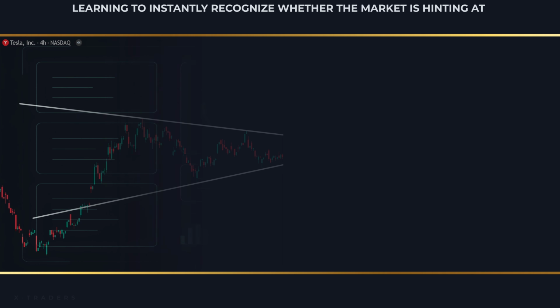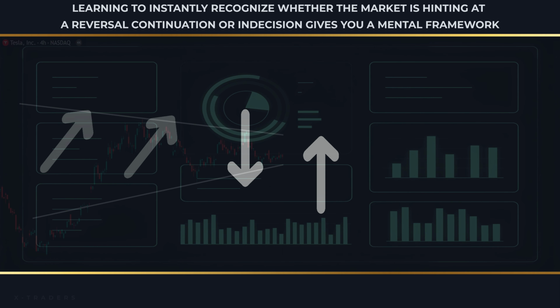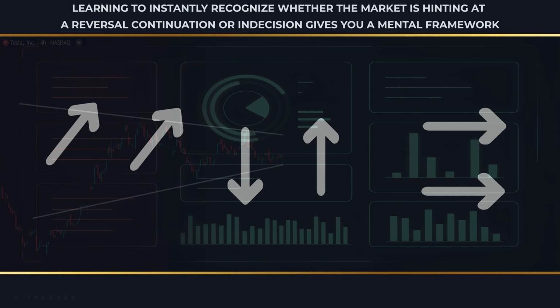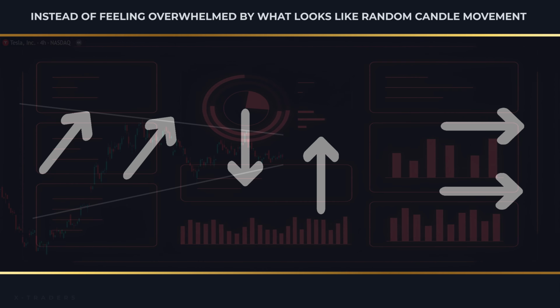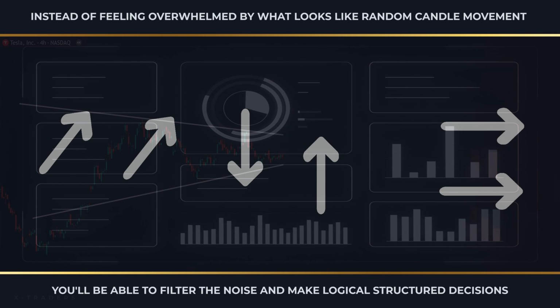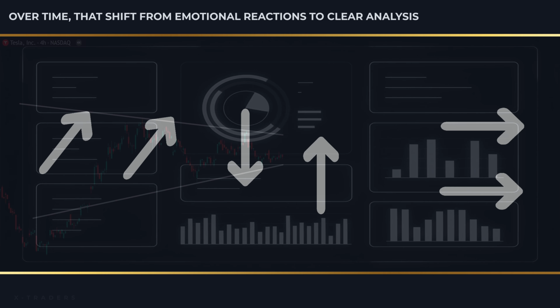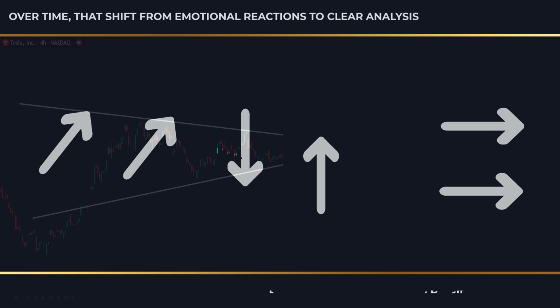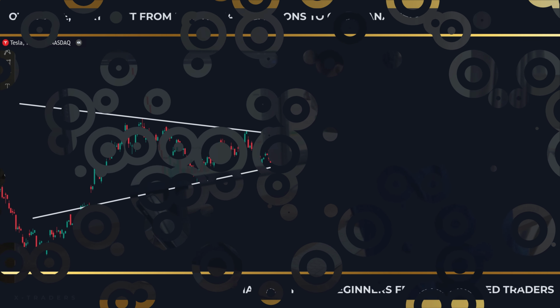Learning to instantly recognize whether the market is hinting at a reversal, continuation, or indecision gives you a mental framework. Instead of feeling overwhelmed by what looks like random candle movement, you'll be able to filter the noise and make logical, structured decisions. Over time, that shift from emotional reactions to clear analysis is what separates beginners from disciplined traders.